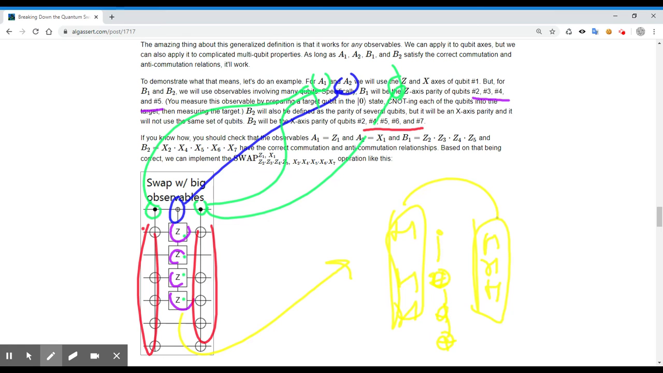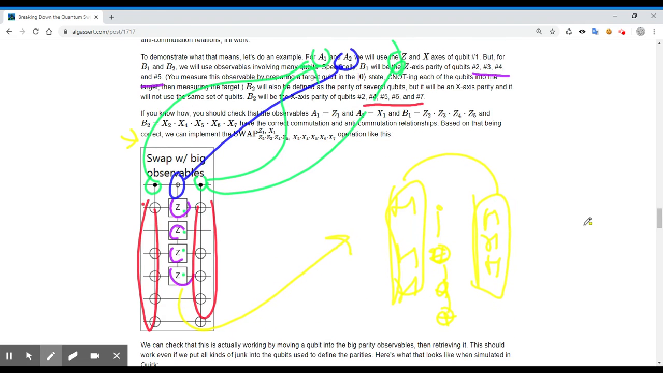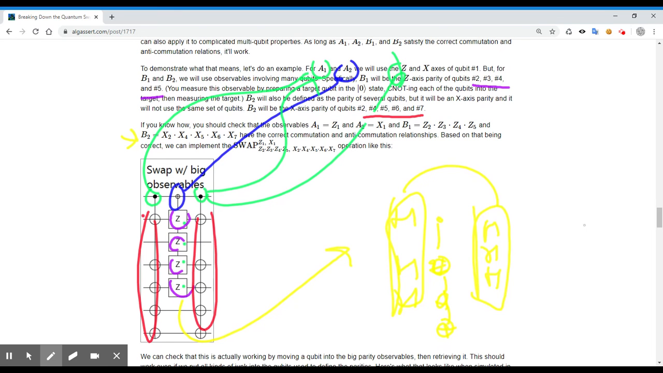Okay. I don't know if that particular example has been chosen just because it works, in the sense that he says if you know how, you should check that the observables have the correct commutation, and I don't know how, so I'm not going to check it right now. But basically, that's how you map everything that's explained in here with these. So here you do a Hadamard sandwich, and then you would do the same you're doing with the other two operations. But you can summarize it like that.